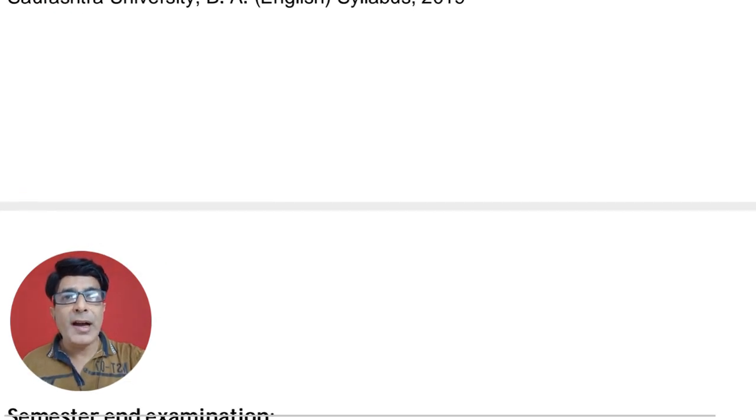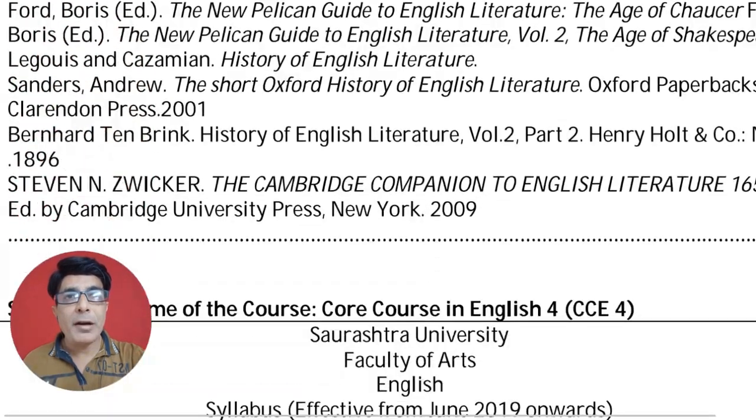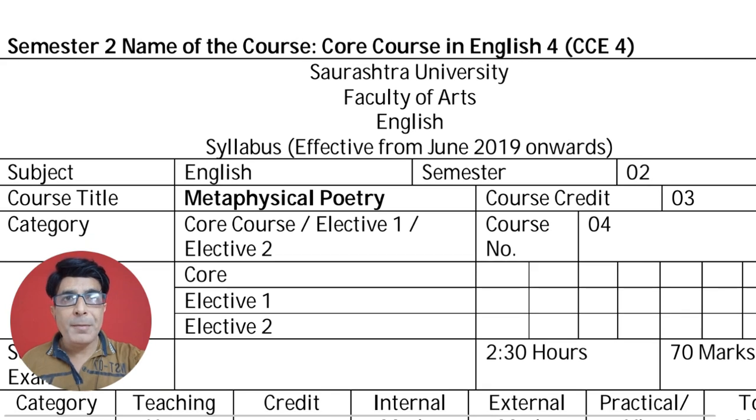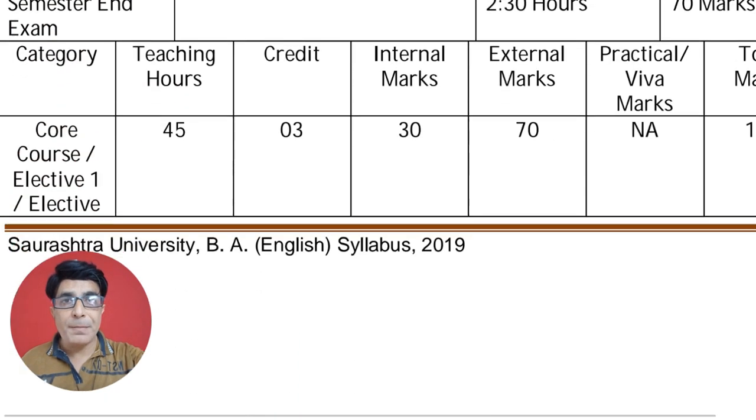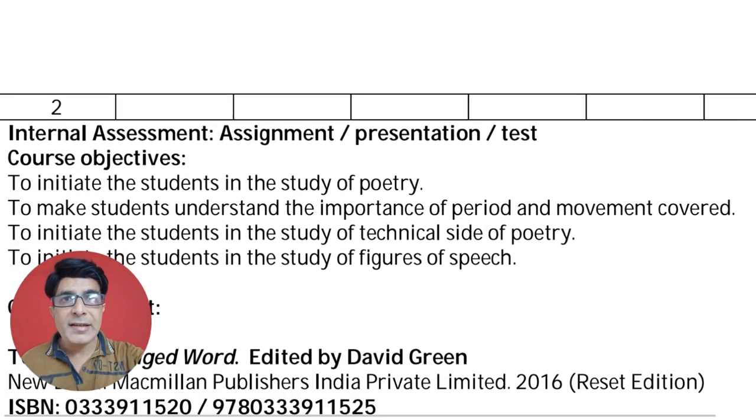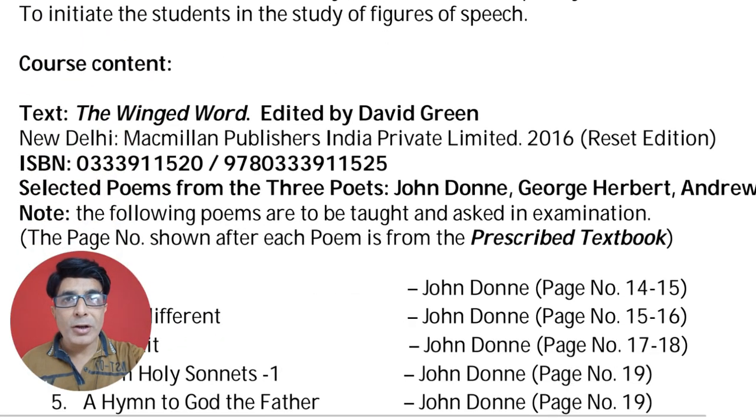Now let's move ahead to paper number 4. Paper number 4, the title of this paper is Metaphysical Poetry, right? So this is one type of poetry which we are going to study in this paper. Okay, let's have a look at what you will exactly study in this paper.